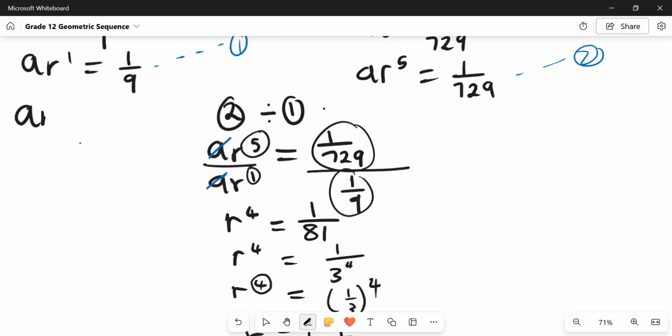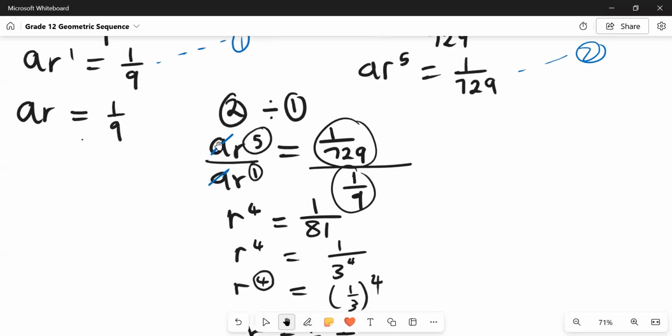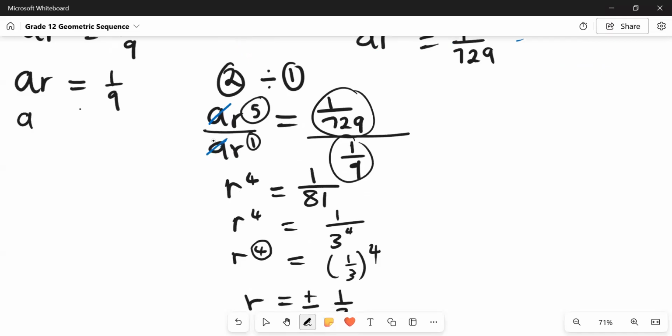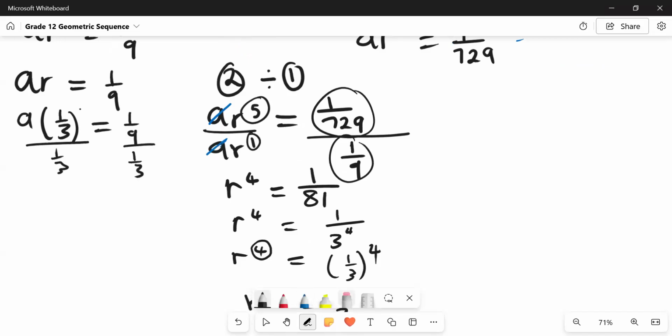So in equation 1, we have ar equals 1 over 3, because this one is just this simple, right? So you'll have your a there. Let's start with r equals 1 over 3. We divide both sides by 1 over 3. So we have 1 over 3, divide both sides there. Then a equals 1 over 3. Perfect. Now let's move to the next one.